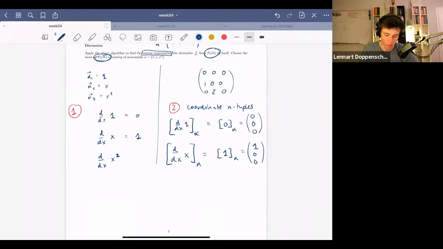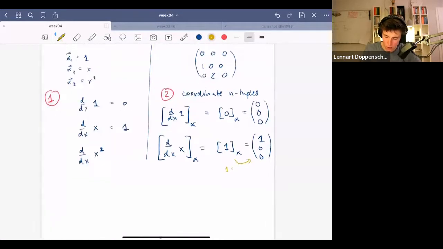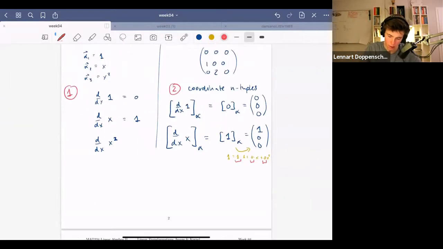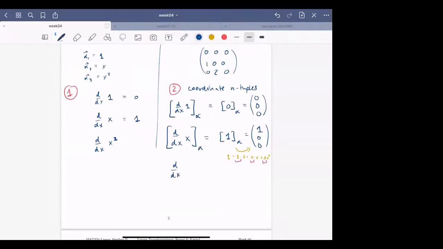So this step from here to here just means that 1 is equal to 1 times 1 plus 0 times x plus 0 times x squared. And we've exactly used these coefficients in the combination and written them in a vertical vector. Okay, and the last one. It's essentially the same step, but for the column vector, you end up with 0, 2, 0 because it's 2x. Yes, precisely.